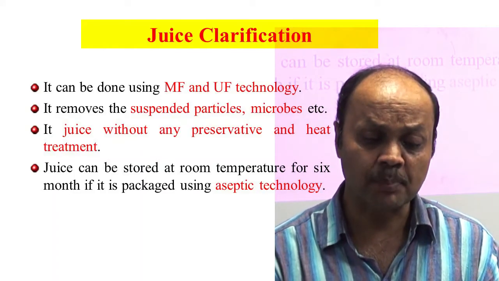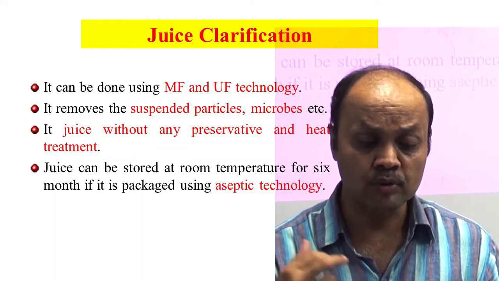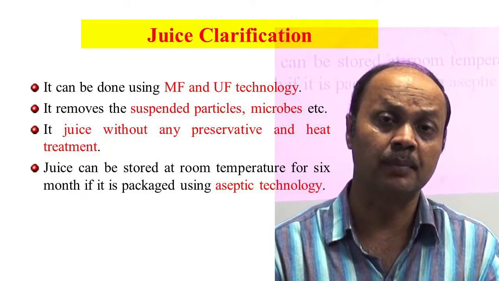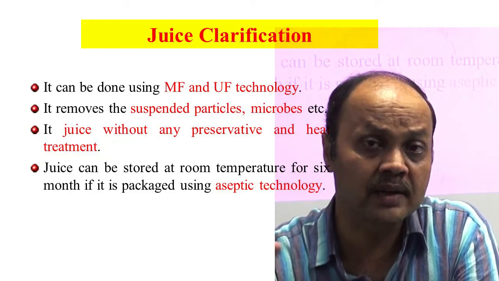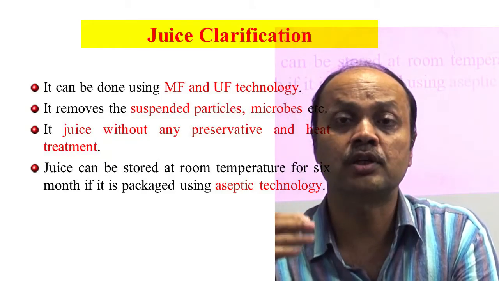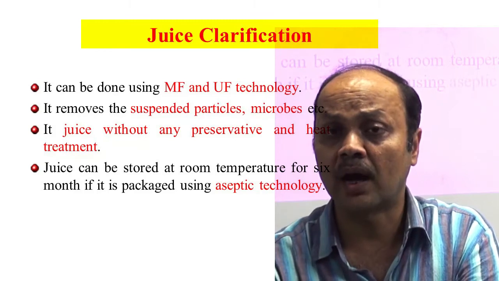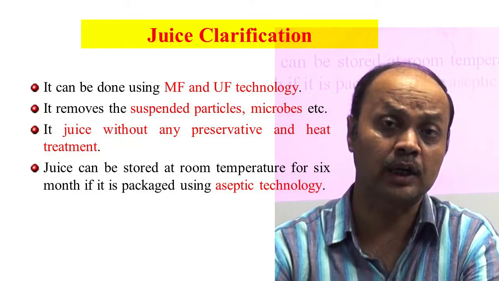It removes the suspended particles and microbes. As I told, the juice without any preservative and without heat treatment, if you maintain the aseptic condition during processing of your fruit juice, we can extend the shelf life up to 6 months or maybe up to 1 year. So in Australia and Japan, different types of food products using membrane technology are available.